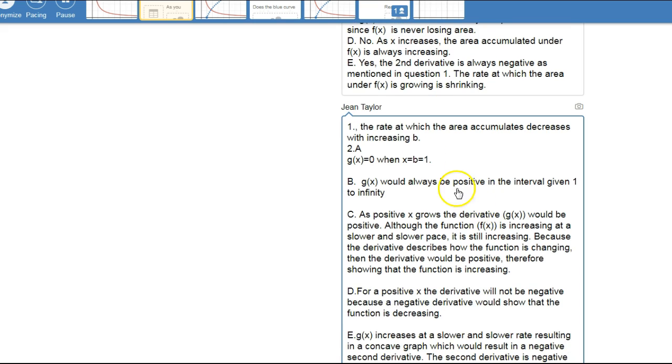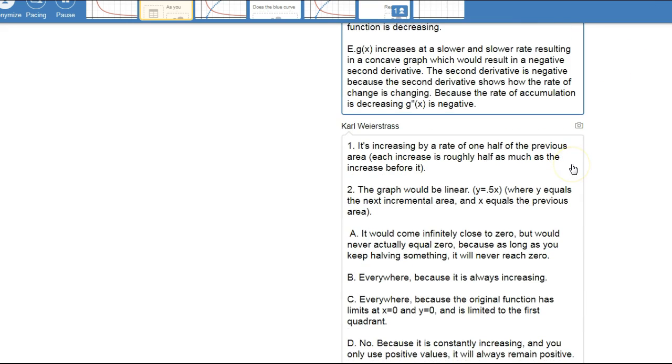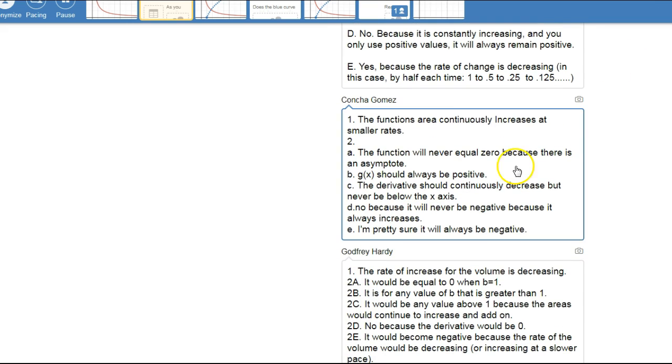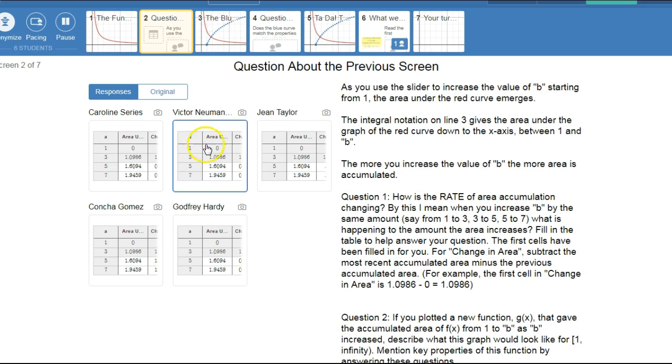Good. The responses I'm seeing show this rate. It's important that we see the rate is decreasing. That's the kind of thing I wanted to see on here: the rate at which the increase is decreasing. Very good. So that was the big first question.